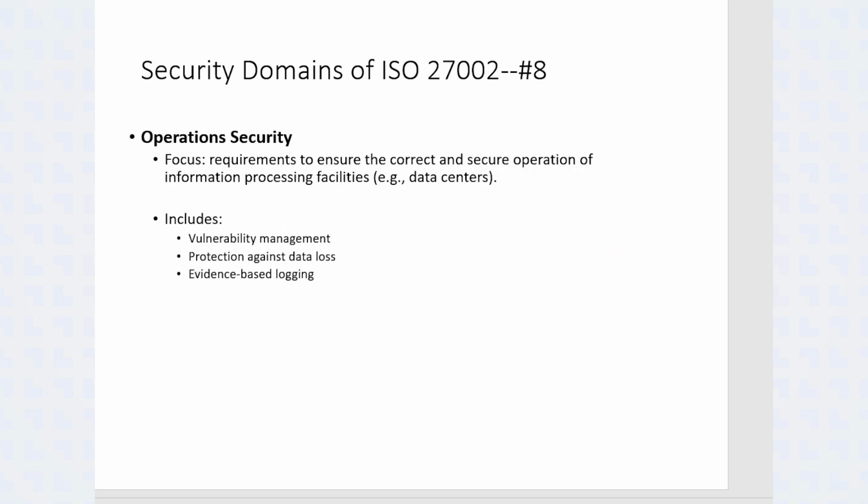Operations security deals with the requirements to secure the operation of information processing facilities. So typically those are going to be data centers. You have to think about vulnerability management, protection from data loss, and evidence-based logging, so you're able to track the use and access, and provide an audit trail.